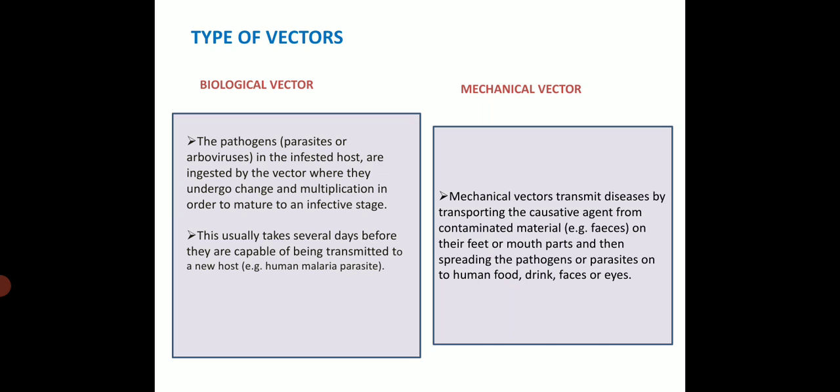Another one is the mechanical vector, where vectors transmit diseases by transporting the causative agent from contaminated material. For example, it may be feces on their feet or mouth parts, and then spreading the pathogen or parasites onto human food, drink, faces or eyes.